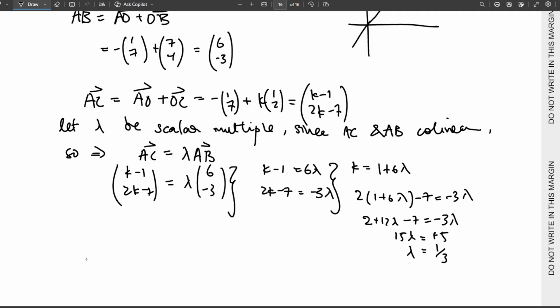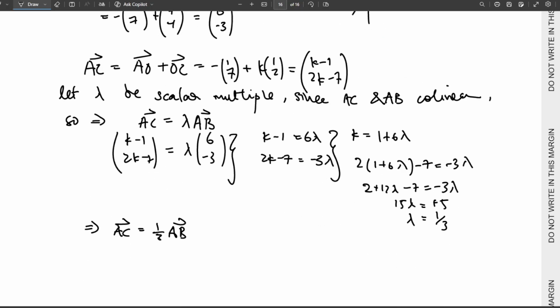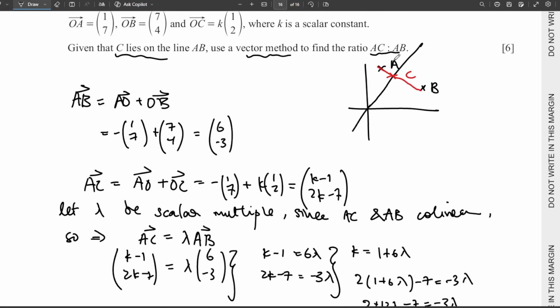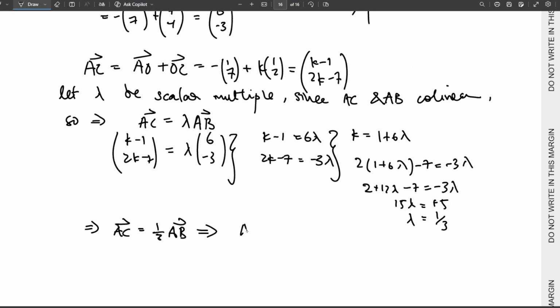So we know that AC is 1 over 3 AB. So AC is like one third of AB. So the ratio AC to AB we can say is 1 to 3, something like that.